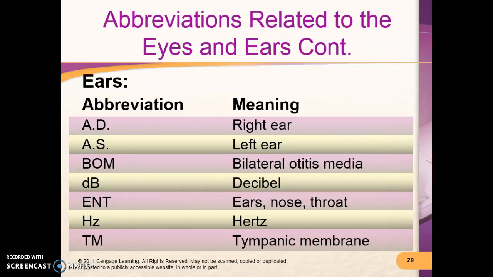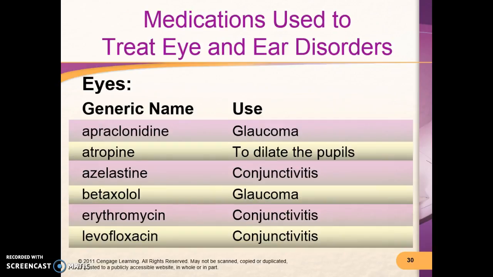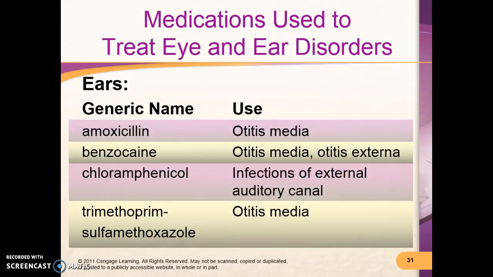Now, the next part of the chapter is going to cover some of the different medications used to treat eyes and ears. One thing to keep in mind as you go through and you look at these, lots of different things here. You're going to see a lot of these in the retail setting. Amoxicillin for otitis media. That's that pink stuff, if you're thinking of a liquid. And all of these are very important.